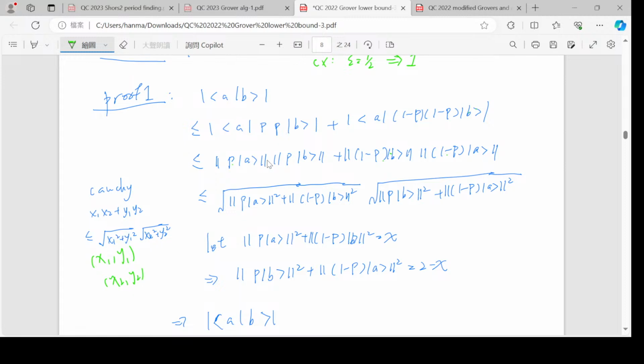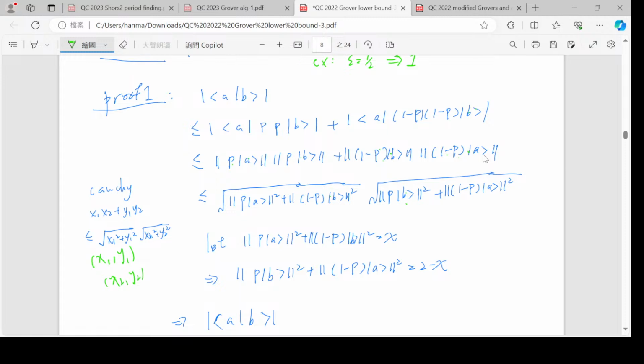So the inner product is less than the product of the norms of the two vectors. Now if we just use this formula, x1 is here and y1 is here, and x2 is here and y2 is here. So we have the square root of p_a squared plus (1 minus p_b) squared, and then here we have p_b squared and (1 minus p_a) squared.